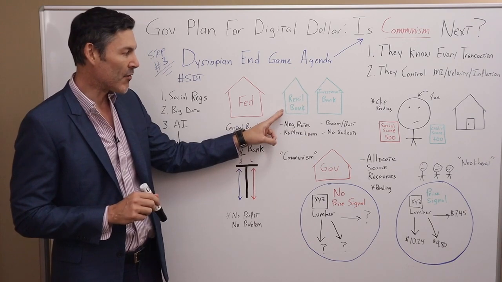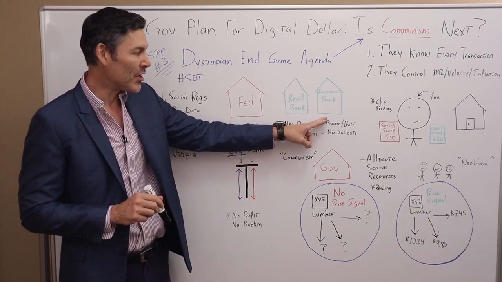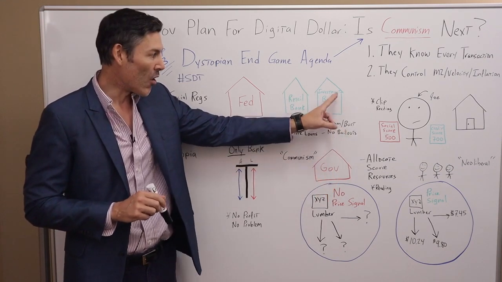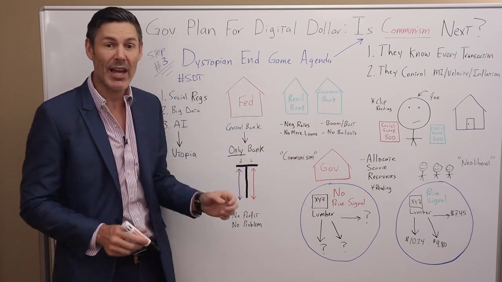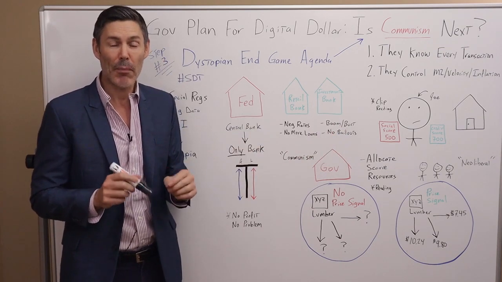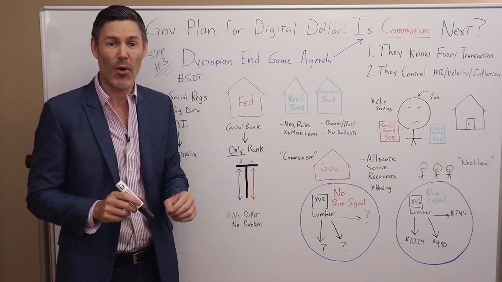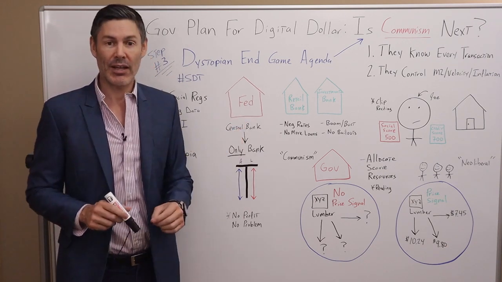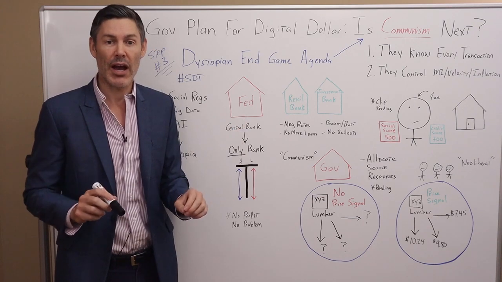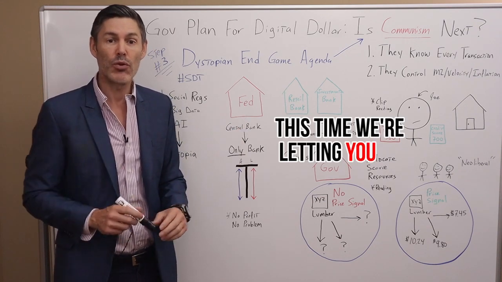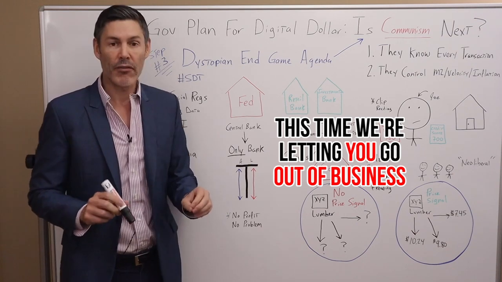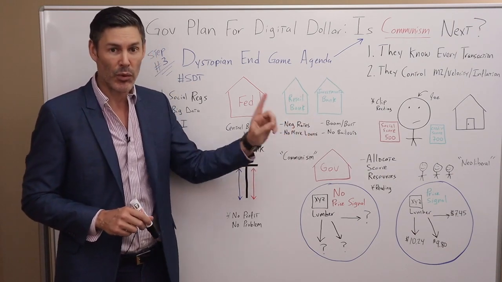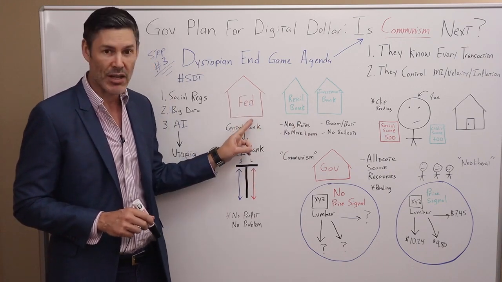The retail banks have already gone under, but what happens if we go through the bust part of the boom-bust cycle and all these investment banks go to the Fed and say, hey, we need our bailout. We need our bailout. We're systemically important. We're too big to fail. And the Fed basically gives them the finger. They say, sorry, guys, this time we're letting you go out of business. All of a sudden, we'd have no retail banks, no investment banks. We would only have a central bank.